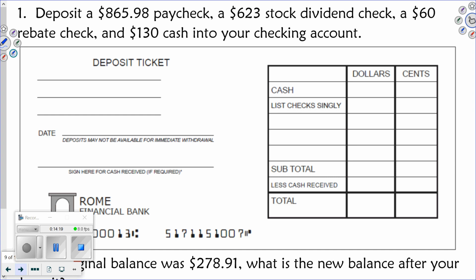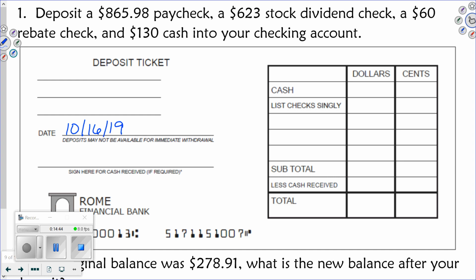All right, guys. Number one, deposit an $865.98 paycheck, a $623 stock dividend check, a $60 rebate check, and $130 cash into your checking account. So filling this out. Sometimes they require you to put your name and address up here. Sometimes they don't. We're going to leave them blank. But the date, today is the 16th.